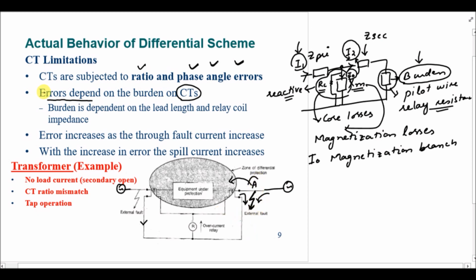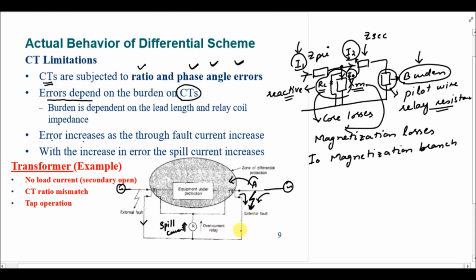As we know that in CTs, if there is a current I naught flowing through the magnetization branch, there is always an error. So if the fault current increases, this error also increases. If this error increases, then the spill current passing through the relay will also increase, right? So error increases as the through fault current increases.